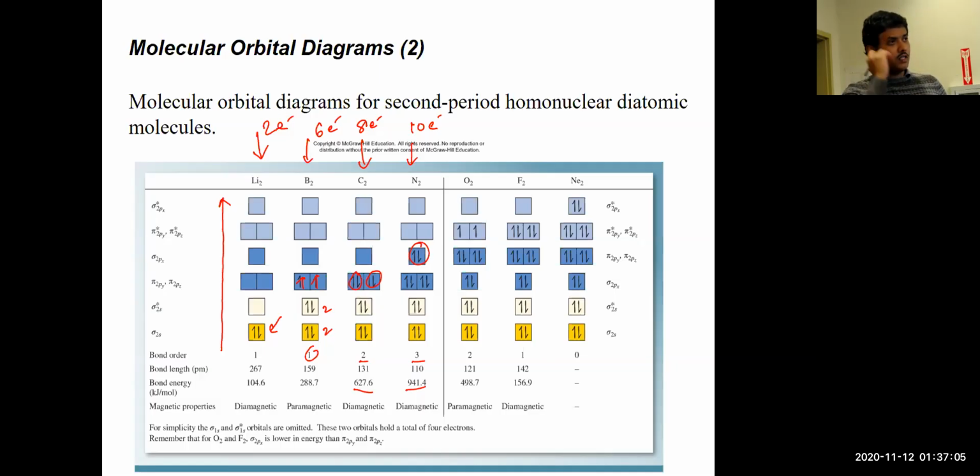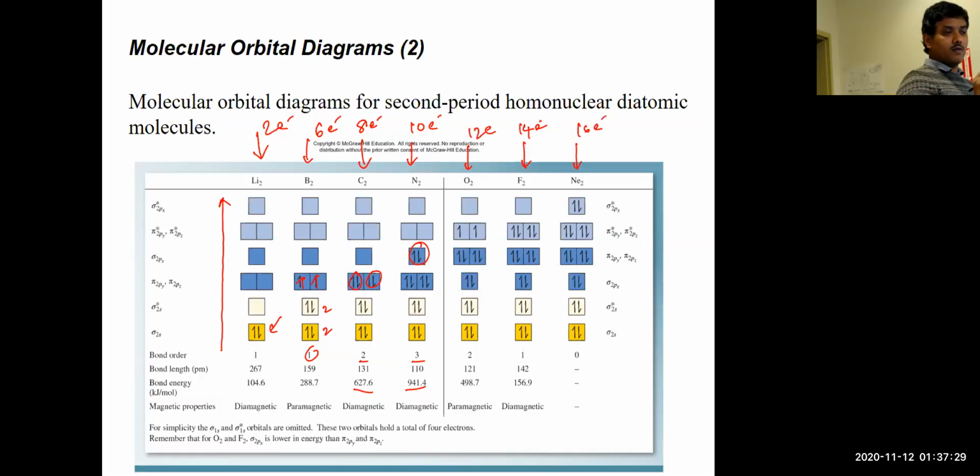Okay, let's look into O2, F2, and Ne2 together. Each oxygen has 6 valence electrons, for a total of 12 electrons to work with. Each fluorine has 7 valence electrons, so 14 electrons to work with. And each neon has 8 valence electrons, so a total of 16 electrons to work with.